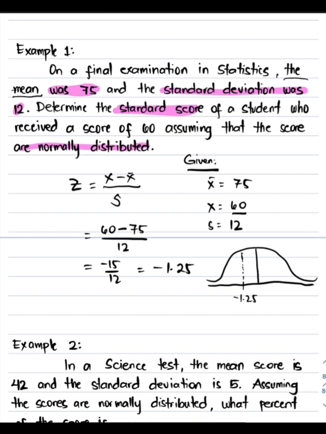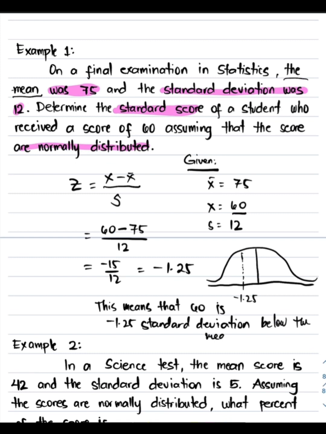So therefore, this means that 60 is negative 1.25 standard deviations below the mean. Kasi negative yung z-score natin. Ito na yung z. So, ang mean dito, below the mean.